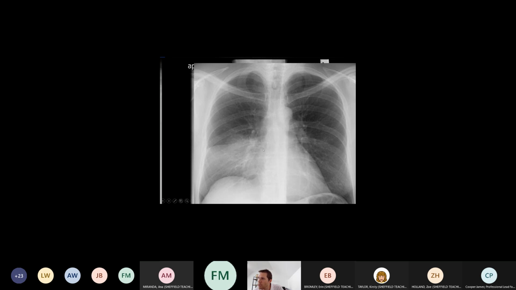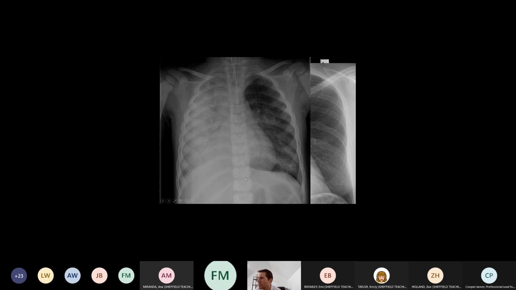We've lost the right heart border. This straight line is because the consolidation has gone right up to the horizontal fissure, and it's abutting the horizontal fissure. But when a consolidation abuts the horizontal fissure, that's the only time when we would get a straight line with consolidation. We don't get straight lines with consolidation unless it abuts this fissure. So yeah, we've got consolidation there, a bit of patchy consolidation here as well. This one, again, is consolidation.